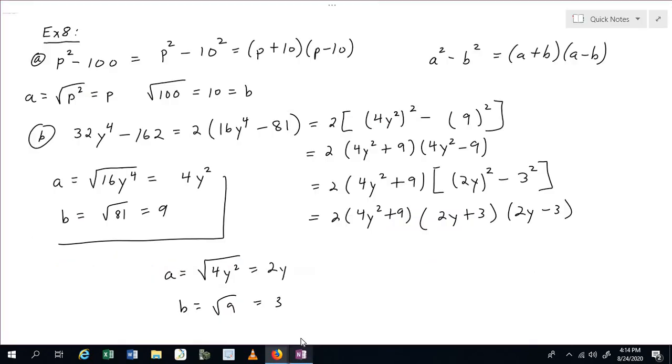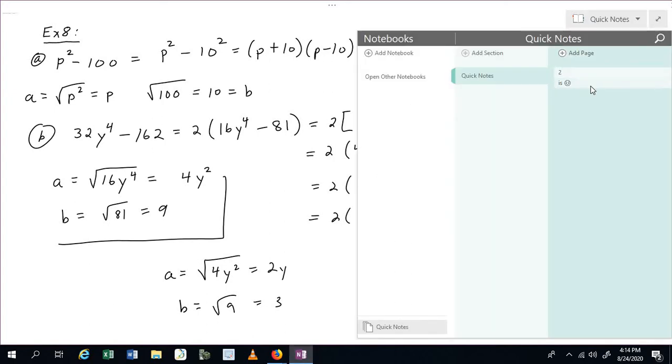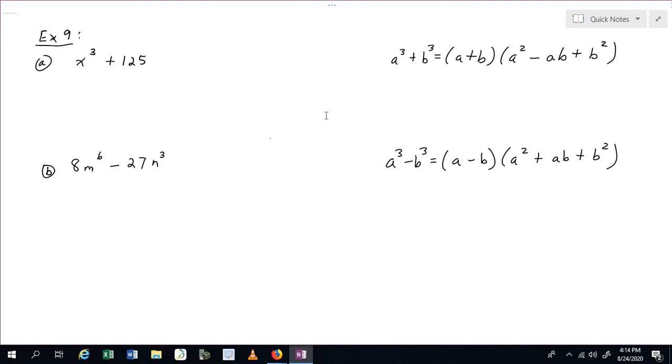Okay, so let's look at a couple of examples where we use those formulas. Example 9, part A, we have x cubed plus 125, and we want to factor it. So the first step, again, is always to try to pull out the greatest common factor. In this case, 1 is the only common factor, so there's nothing to pull out.